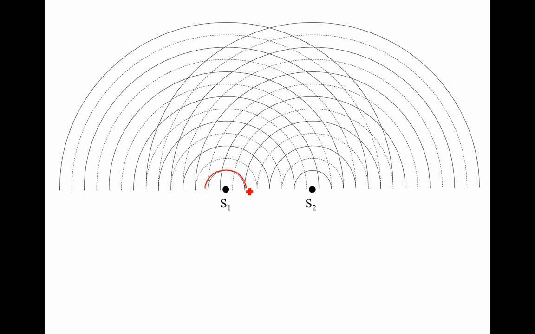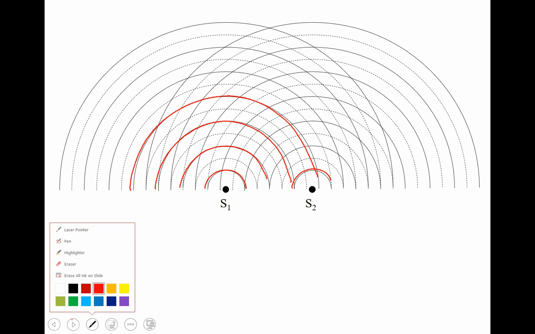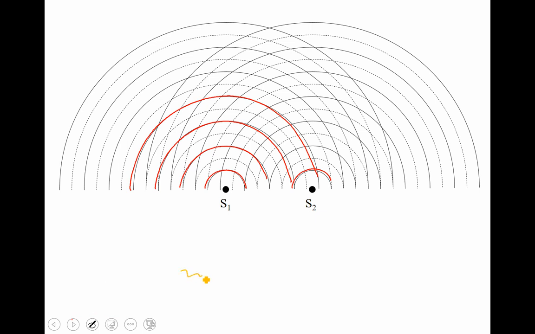And from source one, I've got crest, crest, crest, crest. And from source two, same thing. How can I switch the color of this? Nothing's showing up in the bottom corner like I want it to. There we go. Let's do orange for this one. And then do I have a pen? Nice. So crest, crest, crest, and finally crest.